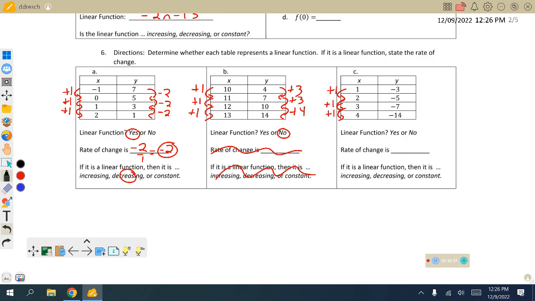Doing the x's is fine, right? +1, +1, +1. Now is that seeing the same consistency happening on the other side? Terry's shaking his head no. What do we got? What are we doing to start off with? Going down, going down, going down. Not quite the same, is it? So we're gonna select on Monday, no linear function. And then because we selected no, we cannot answer out those other two pieces. You have to be linear to answer it out.